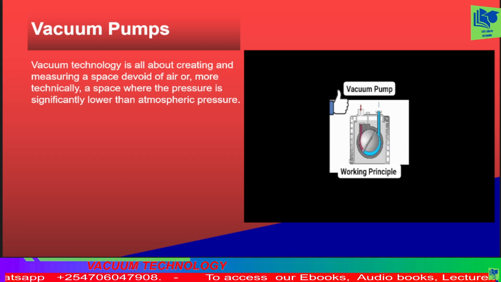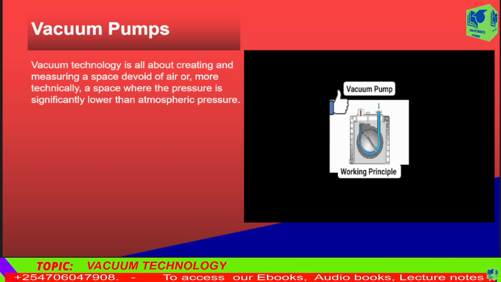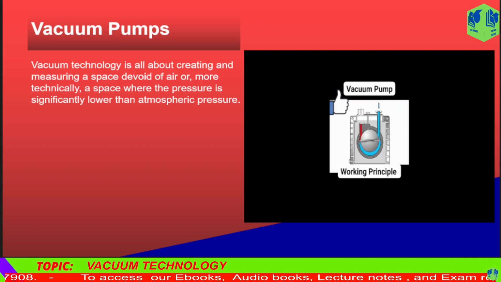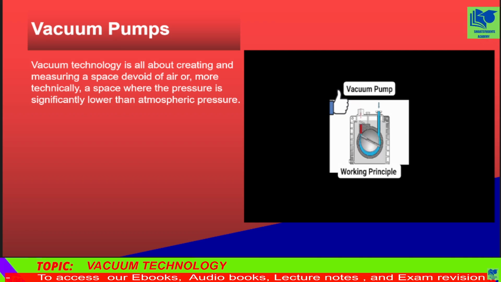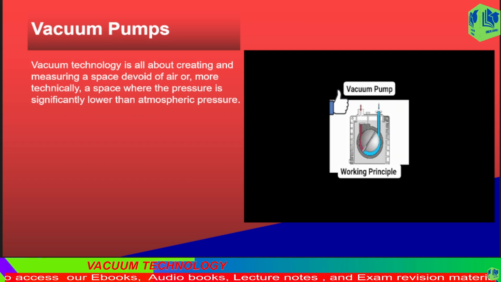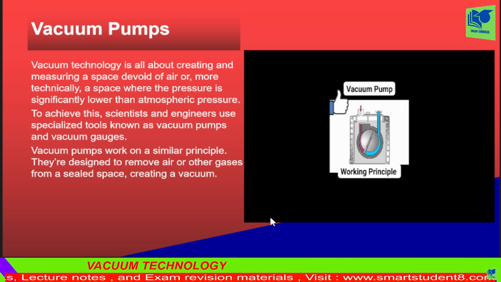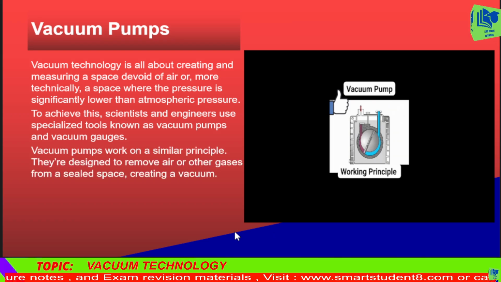At first, it's easy because there's a lot of air inside. But as the balloon gets emptier, it becomes harder to pull out the remaining air. Vacuum pumps work on a similar principle. They're designed to remove air or other gases from a sealed space, creating a vacuum. Depending on the type of vacuum needed, whether rough, high, or ultra-high vacuum, different types of pumps are used.